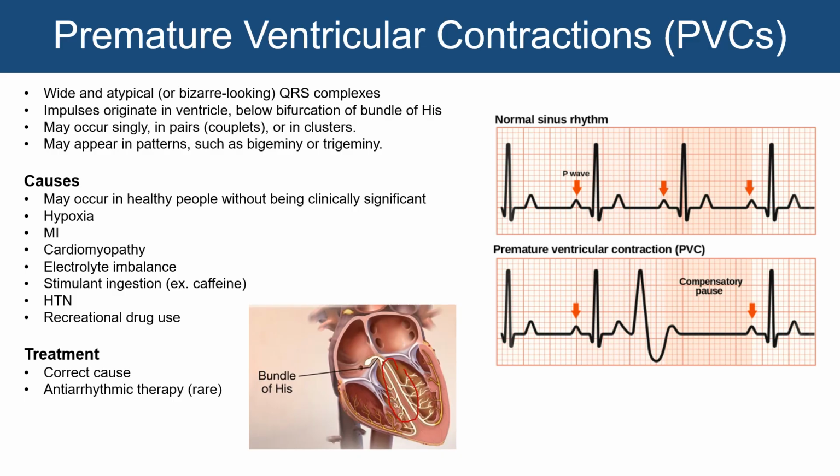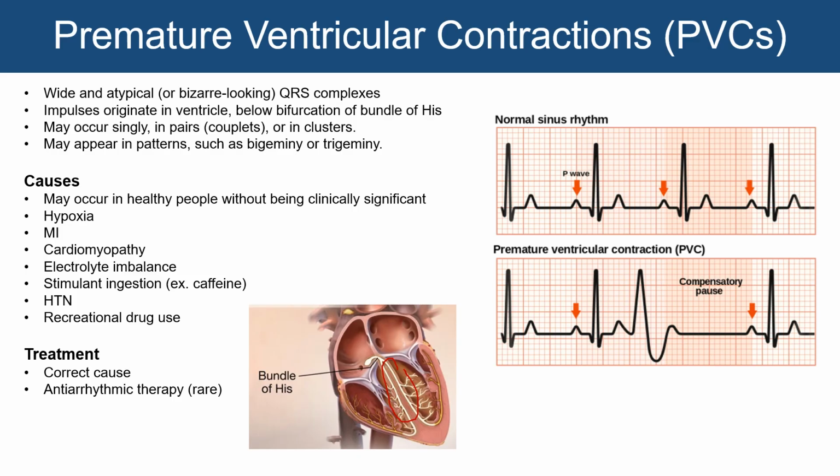So there's like this rogue random impulse that just triggers there, and it causes this extra beat, this extra ventricular contraction. And you can see on these two strips here, the top one is a regular sinus rhythm, and then the bottom, there's just like this random QRS that's really wide and bizarre. And then there's a pause, and then it just goes back to normal. So that is a premature ventricular contraction.